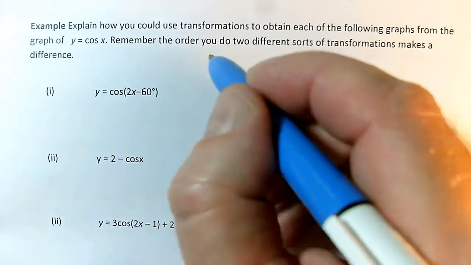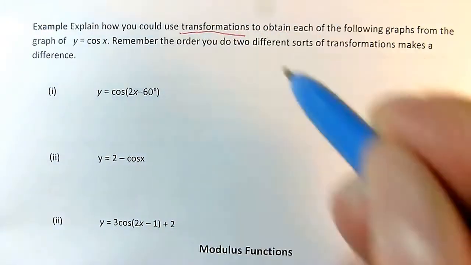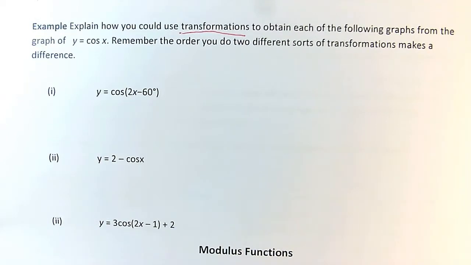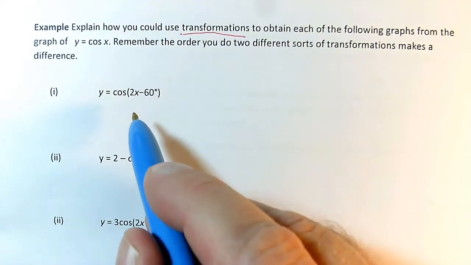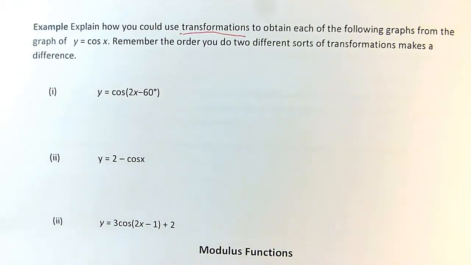Okay, we have a question about transformations. Now I have a particular way of doing transformations, and if you do it this way, you will not go wrong. So step one is to look at, if you think about a cos graph, what new things have been put in terms of numbers.